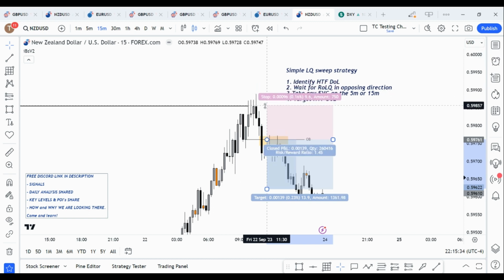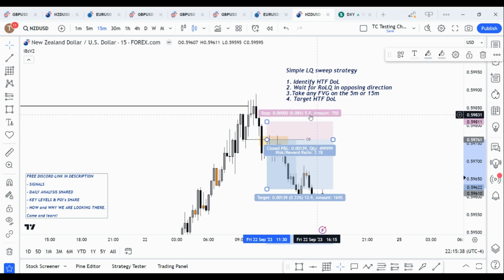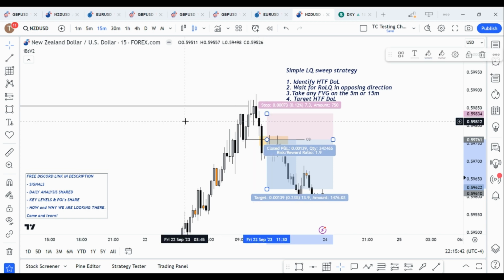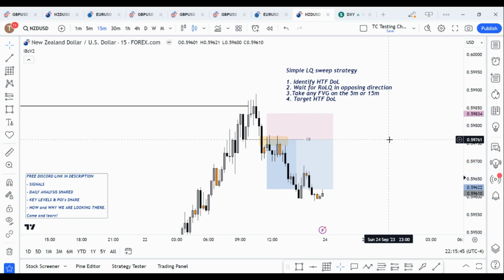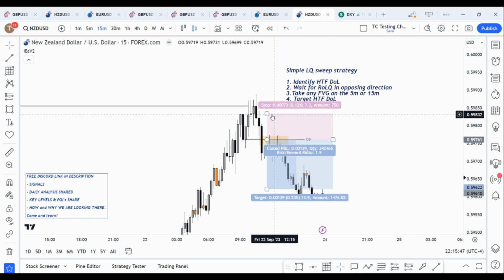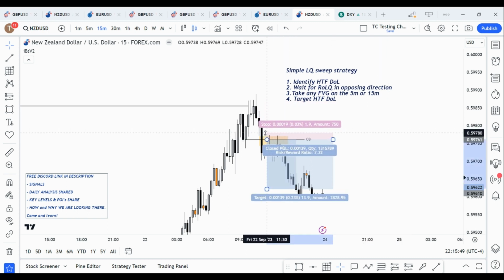You can either cover this wick, or if you feel confident, you can cover the candle that created this fair value gap or this breaker block. It's totally up to you how you want to, obviously, stop placement. Just make sure it's in a relatively safe place. Don't do anything stupid like this. Give it a nice bit of breathing room.